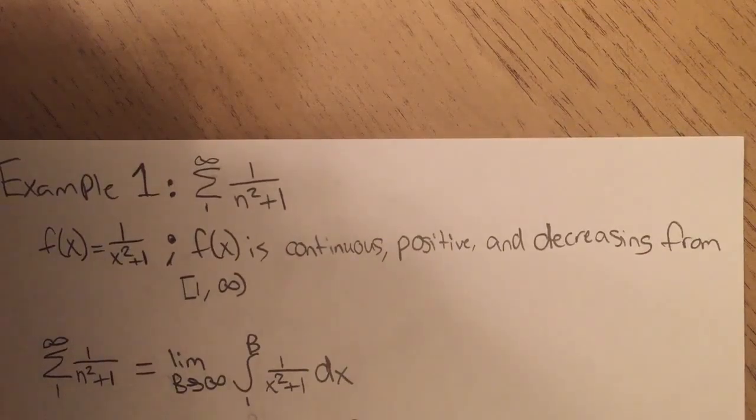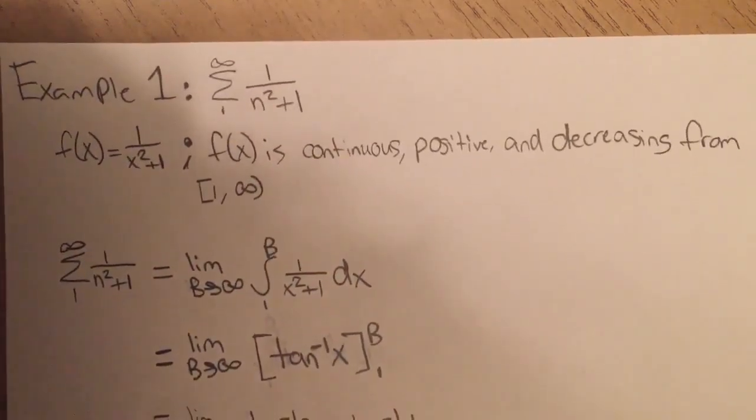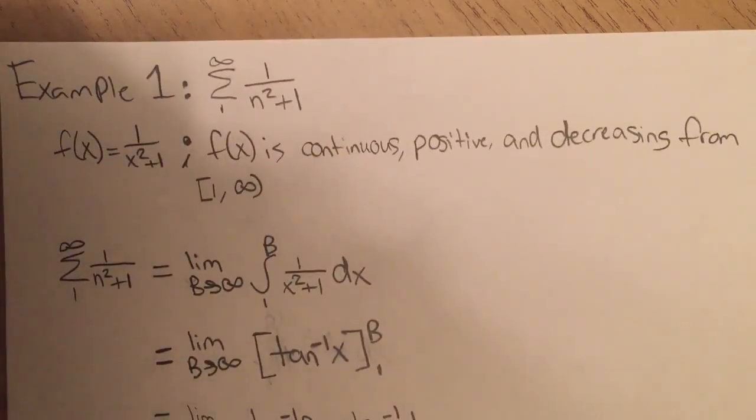We can convert our original summation to be the limit as b approaches infinity of the integral from 1 to b of 1 over x squared plus 1 dx. You should recognize now that 1 over x squared plus 1 is the derivative of the inverse tangent function of x. So that means that we can now integrate this problem to be the limit as b approaches infinity of tangent inverse of x from 1 to b.